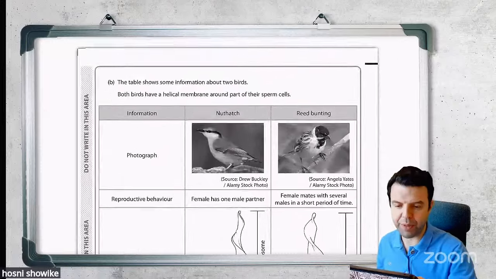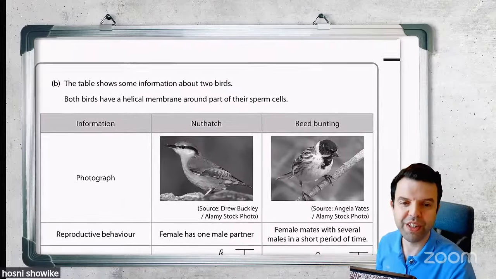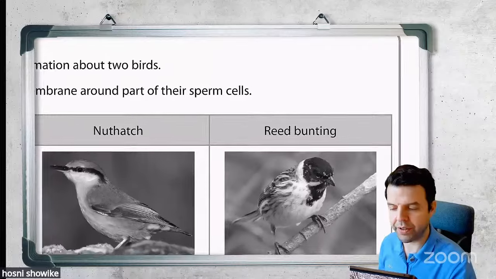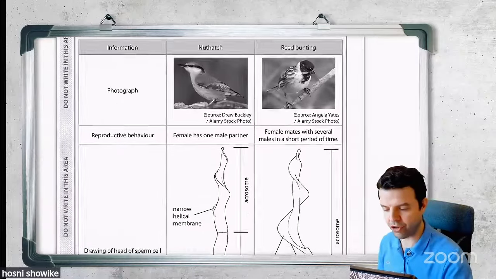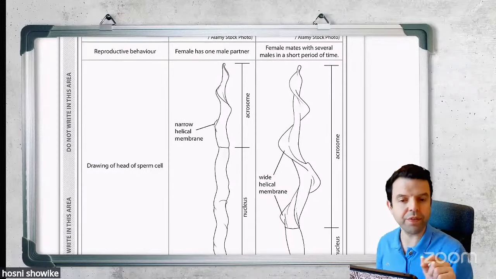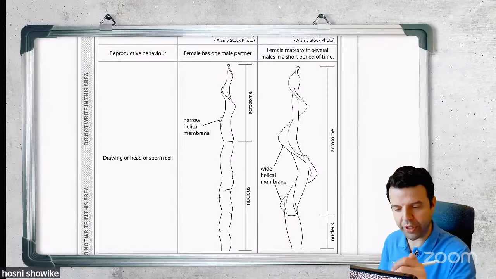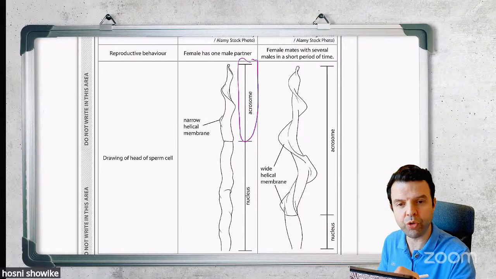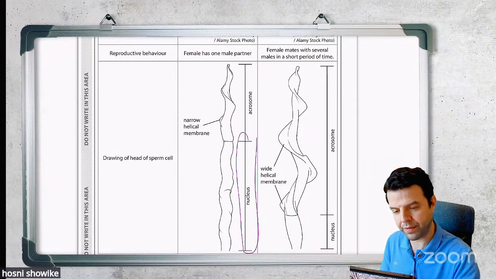Then they gave me two types of birds, this one here and this one here, and they're showing us the sperms. Look, the sperm has two main areas here, right? The acrosome and the nucleus.